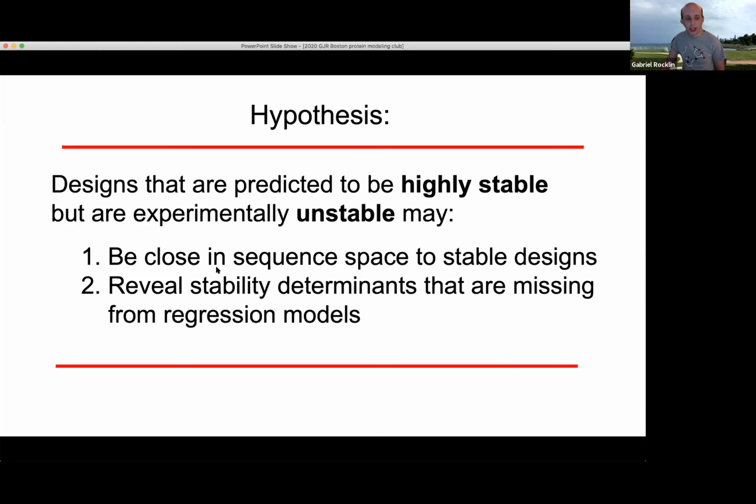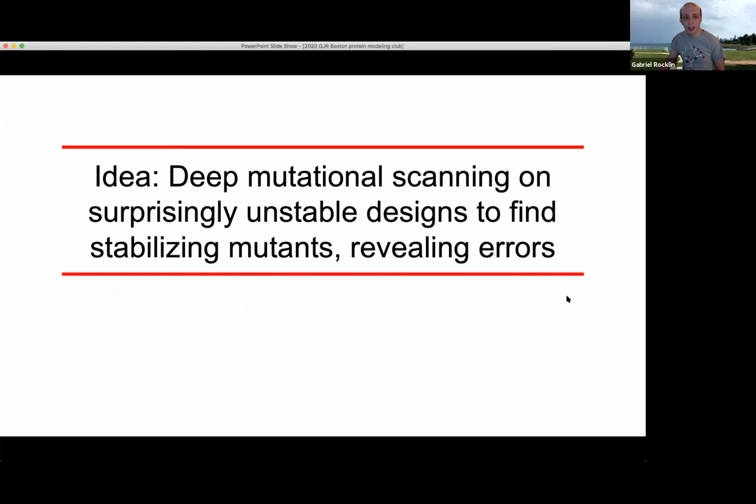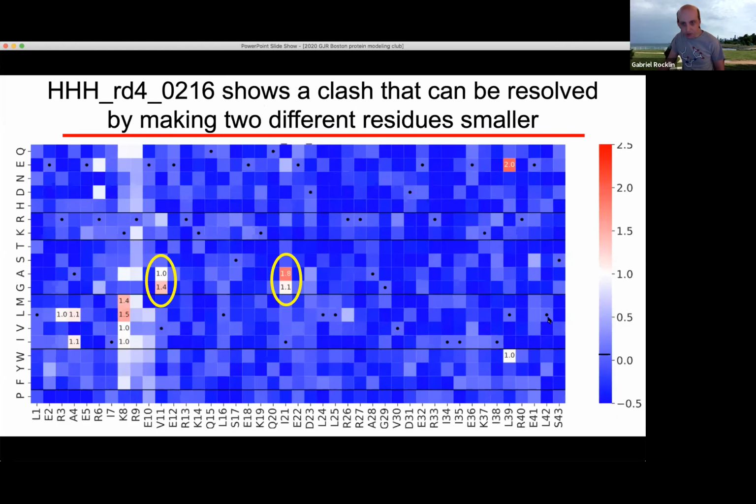So anyway, like I said, we hypothesized that these designs would be close in sequence space to stable designs. So we used deep mutational scanning on these surprisingly unstable designs to find stabilizing mutants. And now I'm going to show you what we found. So this is a 3 helical design.